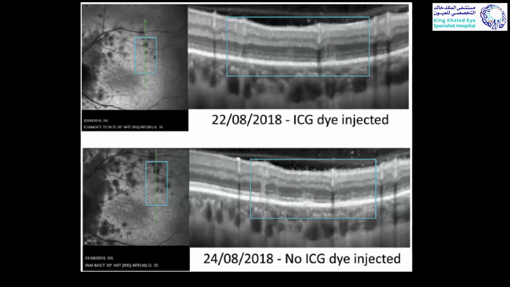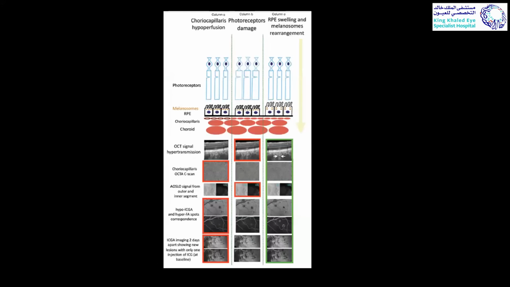So he was arguing that in those patients, the cause of this hypofluorescence is not due to choriocapillary shutdown, because without injecting the ICG, these lesions start to appear in the ICG camera. This diagram, which was in his paper, is a very nice diagram to demonstrate the three theories. Column A is the choriocapillaris hypoperfusion theory. Column B is the photoreceptor damage theory, and column C is the RPE swelling and melanosome rearrangement theory.